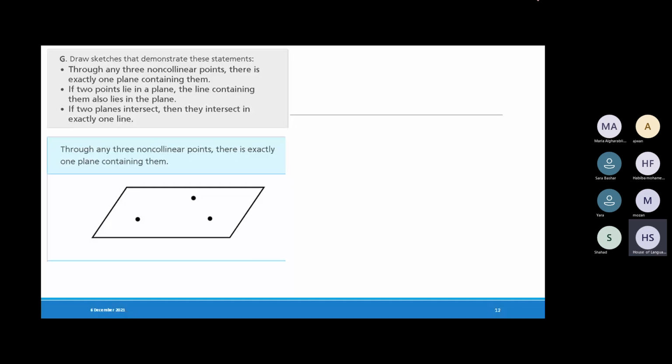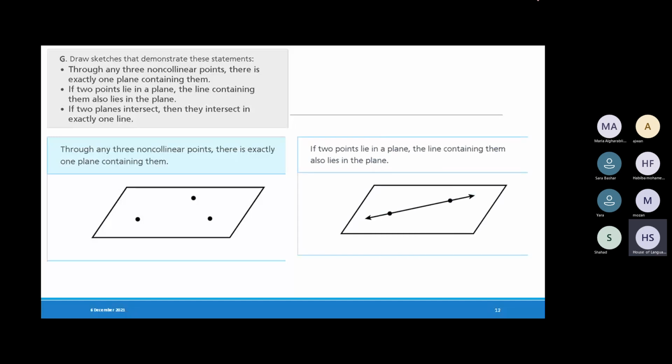Yalla. So, here, a line with a line segment. It can be like this. If two points lie on the plane, the line containing them also lies on the plane. But it still is in the plane. So it's like this: if two points lie on a plane, then the line containing them must be on the plane.